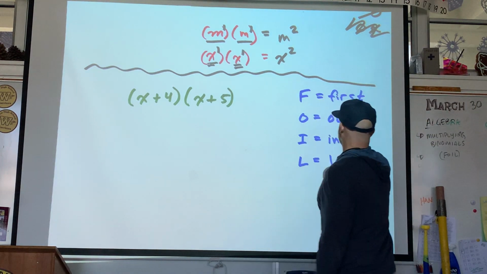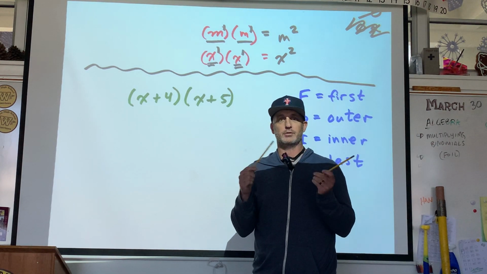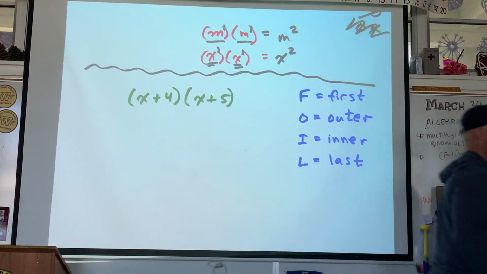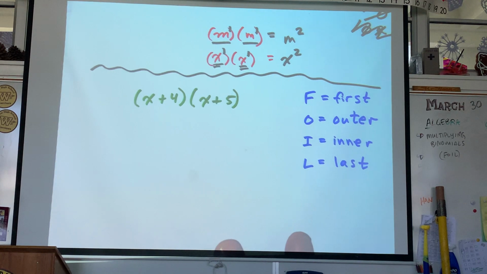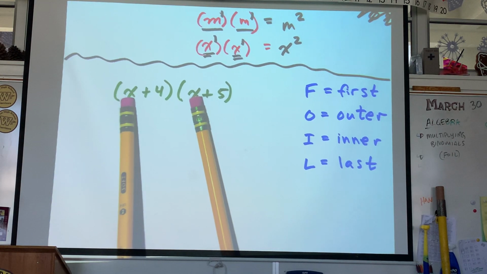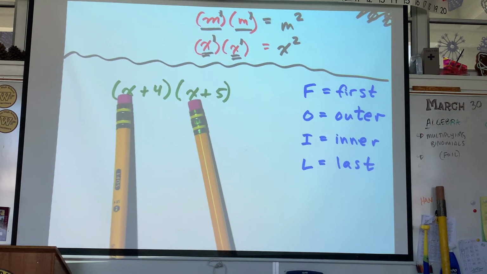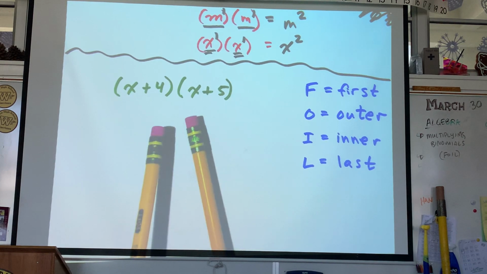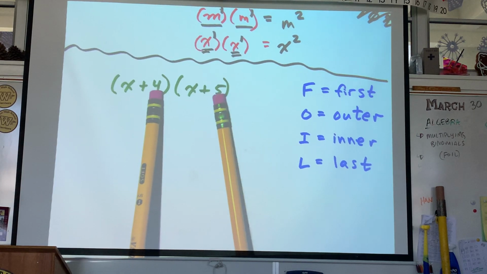Okay. First, outer, inner, last. If you were in my class, I would play the windshield wiper game. This is a fun game. And here's how it works. I'm going to do it up here. All right. Zoom in a little bit. These are your first terms. These are your last terms. First, last. First, last, okay? If you're first in line, the X's were first. If you're last in line, the 4 and the 5 were the last, okay?